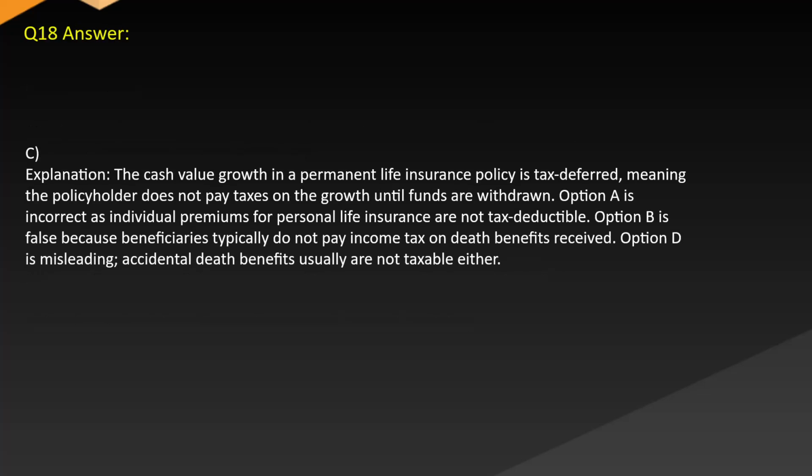Answer: C. Explanation. The cash value growth in a permanent life insurance policy is tax deferred, meaning the policyholder does not pay taxes on the growth until funds are withdrawn. Option A is incorrect, as individual premiums for personal life insurance are not tax deductible. Option B is false because beneficiaries typically do not pay income tax on death benefits received. Option D is misleading. Accidental death benefits usually are not taxable either.